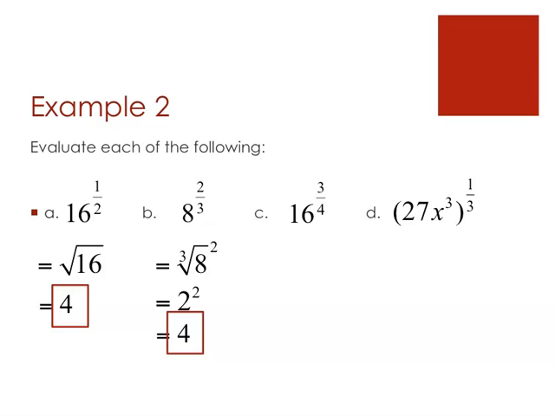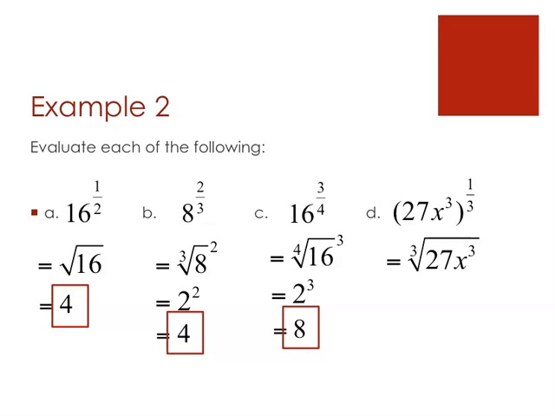Okay, next one, 16 to the 3/4 power. So we'll rewrite that as the 4th root of 16 cubed. The 4th root of 16 is 2. 2 to the 3rd is 8. Okay, the last one here, we have the entire thing, 27x cubed, all raised to the 1/3 power. So I'm going to write this entire thing under a cube root. Now the cube root of 27, and it's a perfect cube, so that's going to be 3. And then the cube root of x cubed, that's going to be x. So this is equal to 3x.